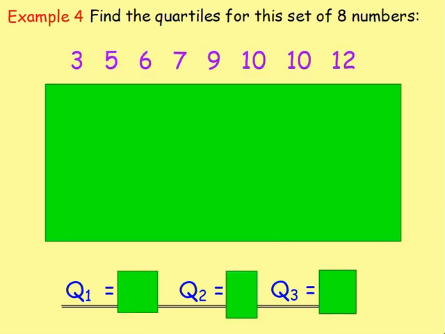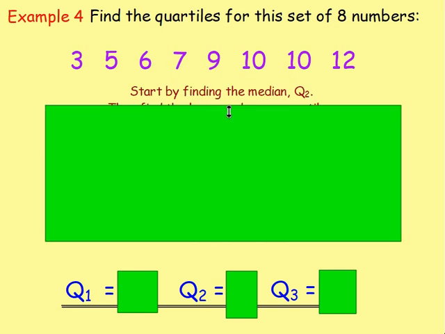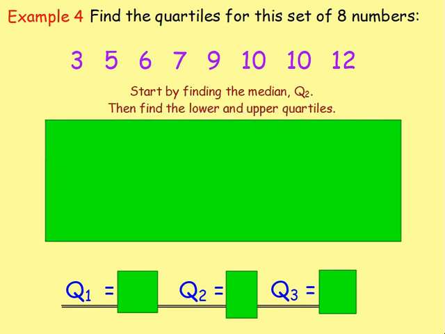Example 4. Find the quartiles of this set of 8 numbers. We've got 3, 5, 6, 7, 9, 10, 10, and 12. How do we start this off then? What do we do to begin with? Just get the median. So the median is Q2. Remember, Q1 is your lower quartile, Q2 is the median, and Q3 is your upper quartile.